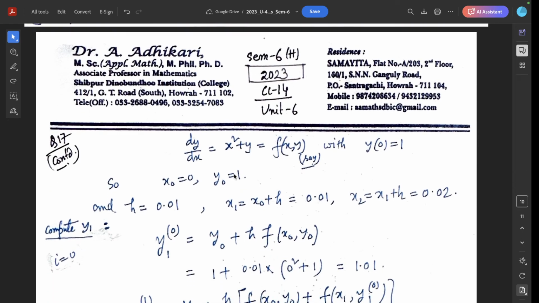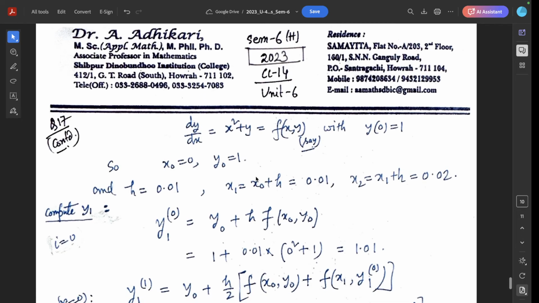So here dy/dx equal to x square plus y equal to f(x,y), with the initial condition y0 equal to 1, so x0 equal to 0 and y0 equal to 1, and step length is 0.01. So x1 equal to x0 plus h, x0 is 0 and h is 0.01, and x2 equal to x1 plus h, so 0.02.